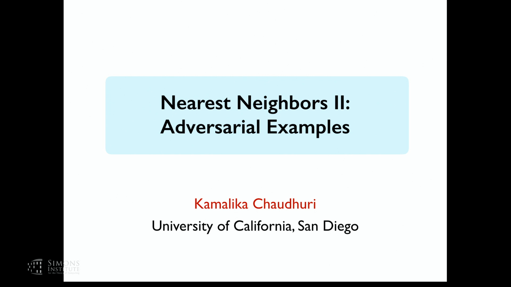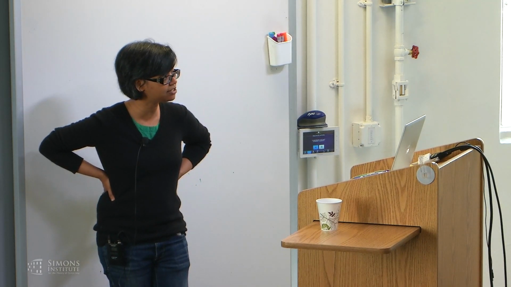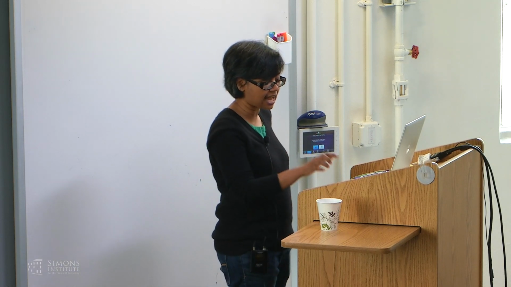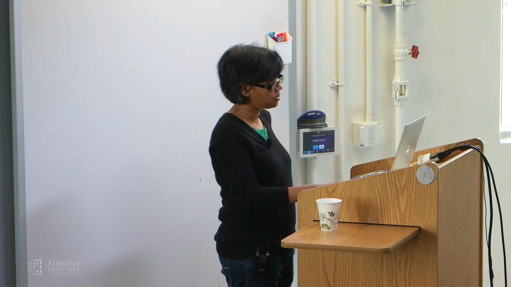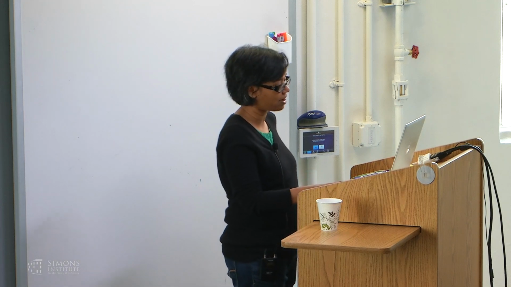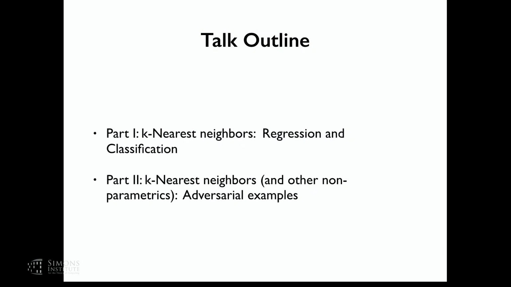So, yesterday I talked about nearest neighbors and some of the more basic and classical stuff about classification and regression. Today I'm going to change tracks a little bit, and talk about some new stuff we have been doing on nearest neighbors and adversarial examples, and more generally adversarial examples for non-parametrics. So this was yesterday. Today we are going to change tracks a little bit.